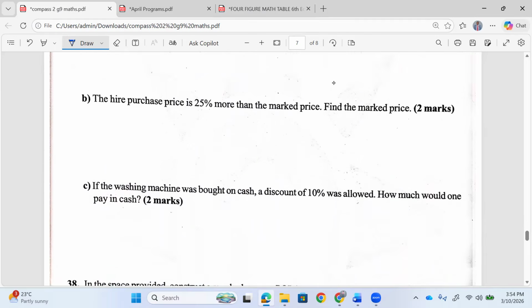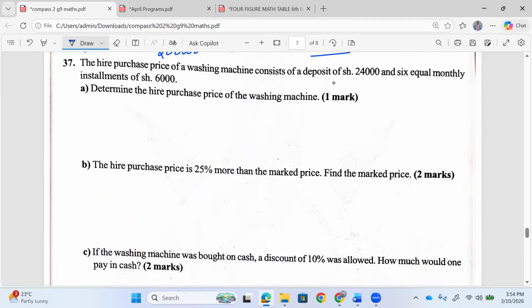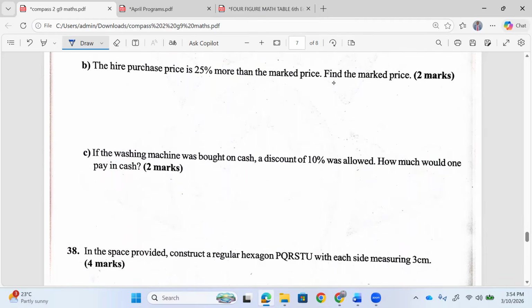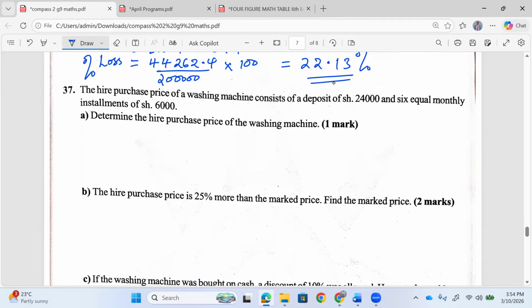So now we're looking at number 37, ladies and gentlemen. Let's check that. In number 37, we are told that the hire purchase price of a washing machine consists of a deposit of 24,000 and 6 equal monthly installments of 6,000. I hope that is 6,000 each. Determine the hire purchase price of the washing machine.